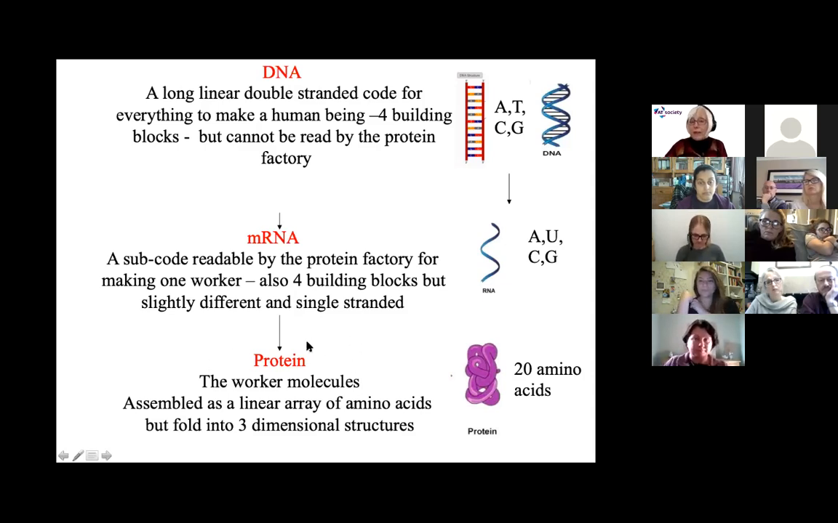But there's a protein factory that is making these proteins, but it can't use DNA. In fact, it uses a subcode that is made from the DNA called messenger RNA. This also has 4 building blocks. They're very similar to DNA, but subtly different. And one of the differences is the U instead of a T, and it's also single-stranded.